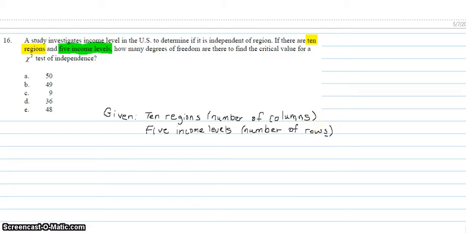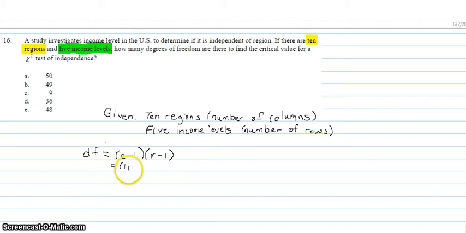Now the problem wants to know how many degrees of freedom there are to find the critical value for the chi-square test of independence. Alright, well, degrees of freedom is noted by DF. And to find this, we're going to go C minus 1, C is your number of columns, times R minus 1. And R is your number of rows.